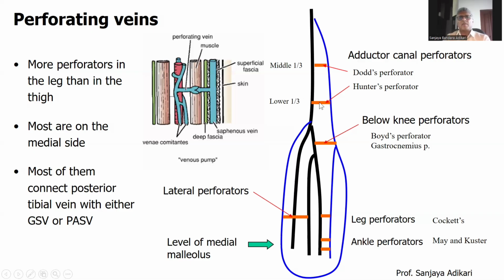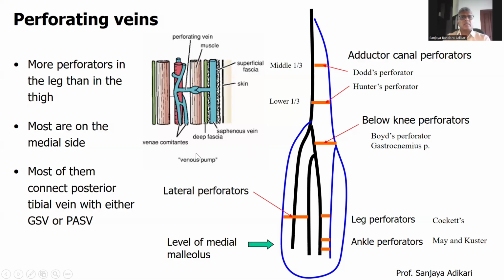But when you have incompetent perforator valves, when the pressure increases in the muscle pump system, rather than going towards the heart, blood will return into the superficial venous system, engorging and elongating it, giving rise to varicose veins. So that's why in deep vein thrombosis and so on, you get varicose veins more often.